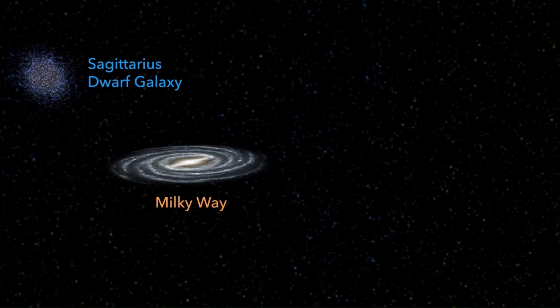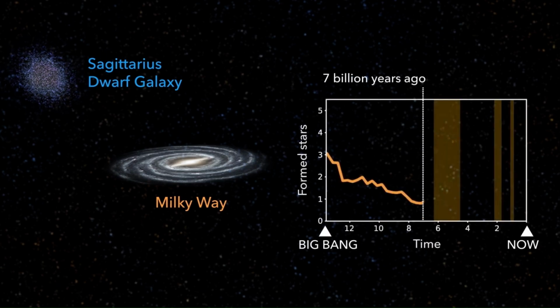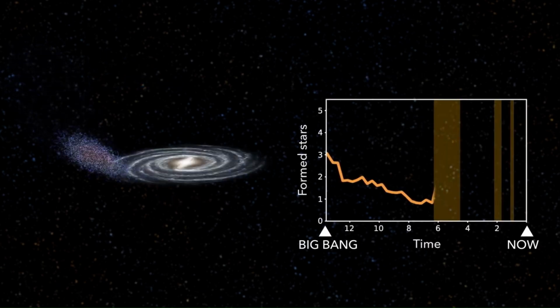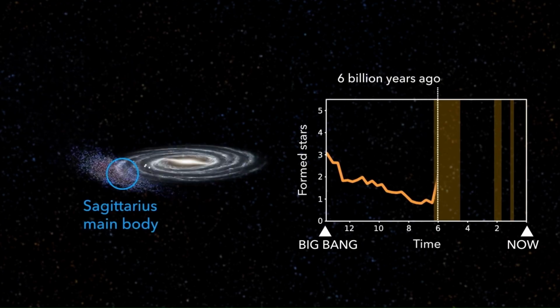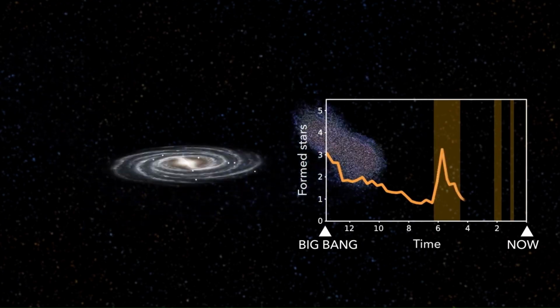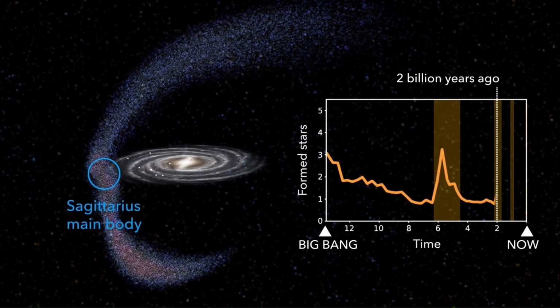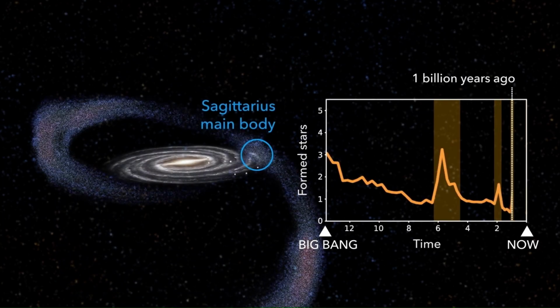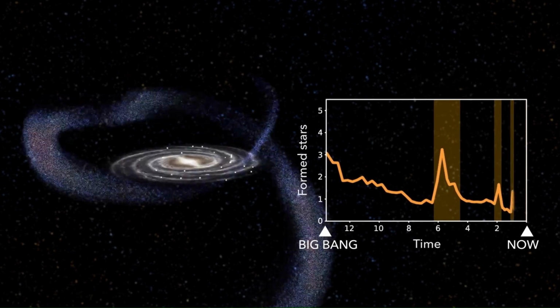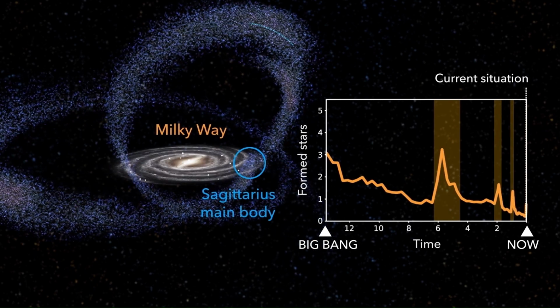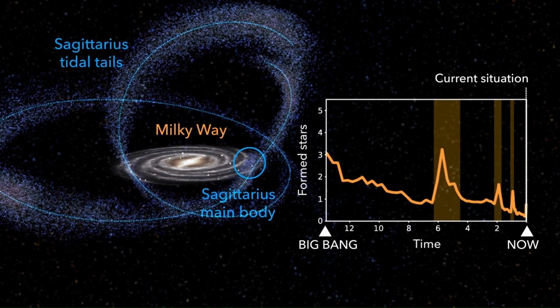Combining observational data with computer simulations, astronomers found 3 periods of increased star formation in the Milky Way. These periods peaked around 6 billion years ago, 2 billion years ago, and 1 billion years ago, corresponding with the time when Sagittarius is believed to have passed through the disk of the Milky Way galaxy.